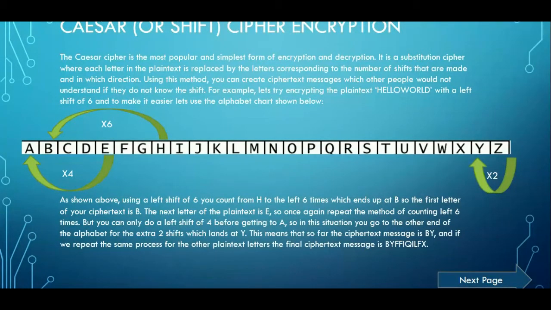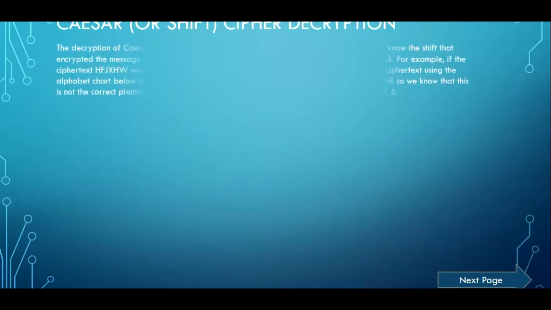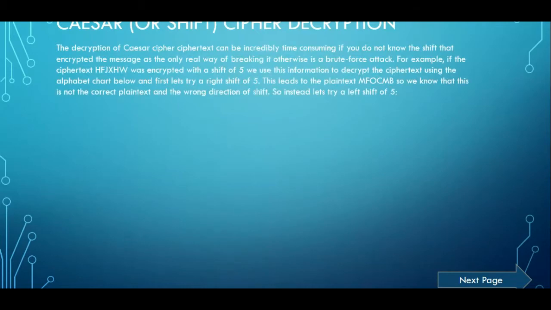So, next up is obviously the decryption part. Now decryption is easy as long as you know the shift. If you know what the shift is, decrypting a hidden message of a cipher can be quite easy. But if you don't know it, it can get difficult. So as we can see here, it can be very time consuming, because if you have to use a brute force attack over and over again, you've got to keep going through each shift until you find the right shift to decrypt the message.